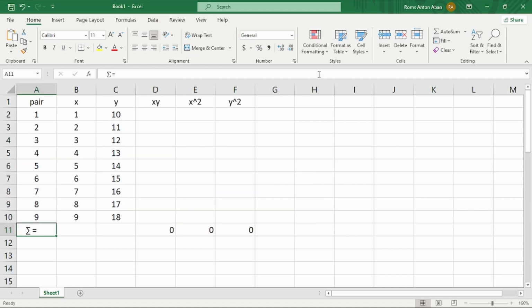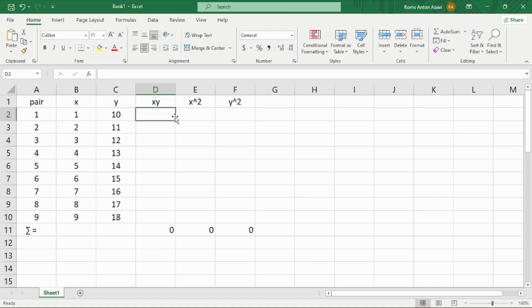First, we have to identify the values using this table here. We have 9 pairs and columns for x, y, x times y, x squared, y squared. And after we got all that, we have to add it all up to get the summation of each column.